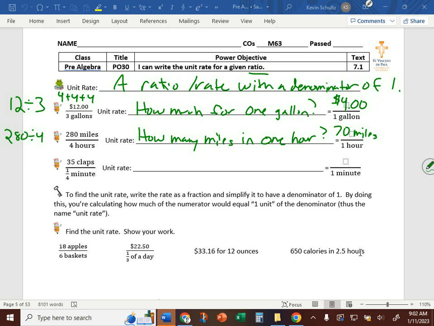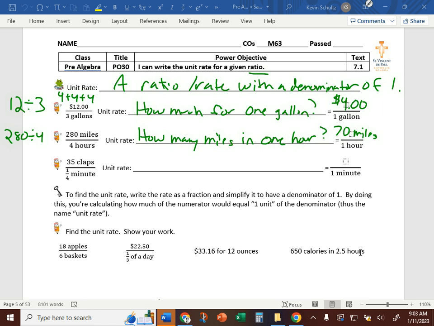Finally, 35 claps in a quarter of a minute. Everyone, I want to time you. Get ready to start clapping. Don't do it yet. Wait till my signal. Sorry for that. Okay, keep track in your own head. Ready? And go! Keep going! And stop!